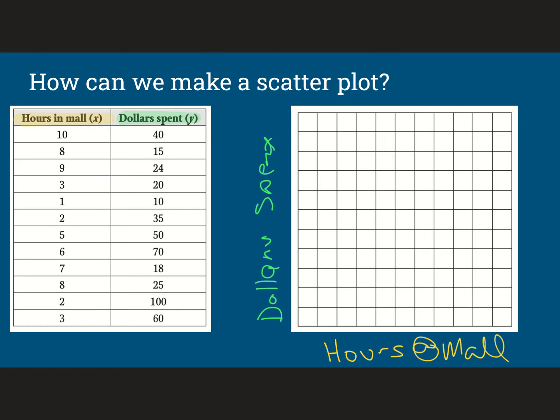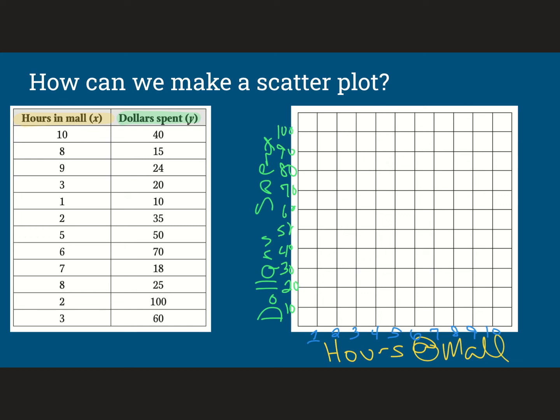Now I need to label these with their values. I look at my hours at the mall, and I see I have anywhere between 1 and 10 hours. So here I have 1, 2, 3, 4, 5, 6, 7, 8, 9, 10. This is easy. I'm just going to make each of these worth 1. Then for dollars spent, I have anywhere between $10 and $100, so I'm going to do these in tens. Over here I'll have $10, 20, 30, 40, 50, 60, 70, $80, $90, and $100.